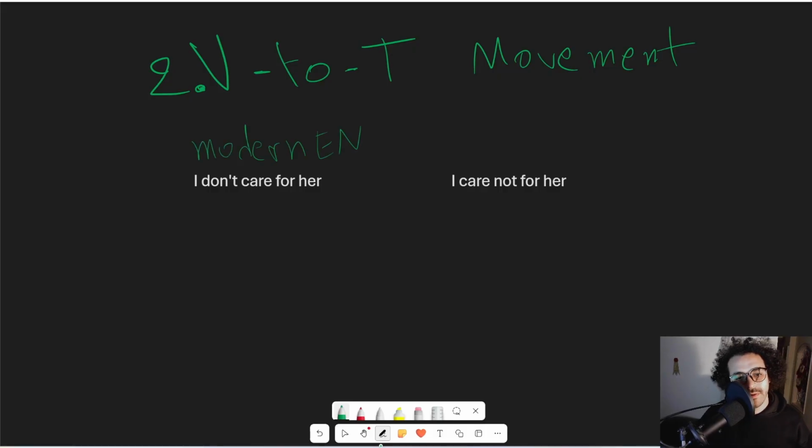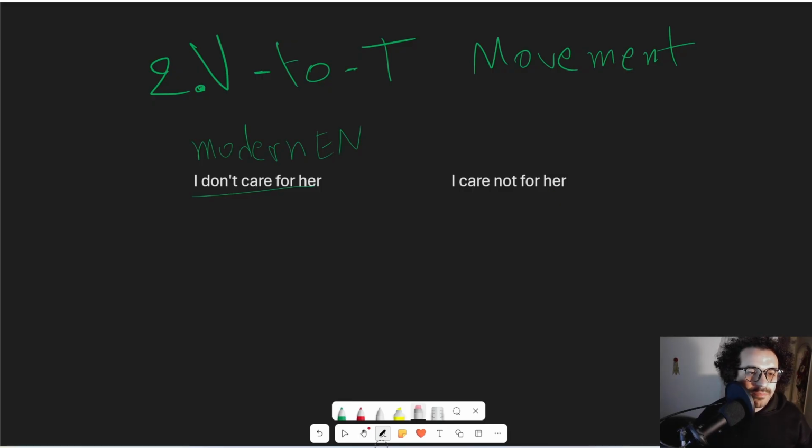This is not modern English. This is taken from one of Shakespeare's plays. So as you can see, the English structure is a little bit different. But why does this sentence look like this while this one looks like this? If we read the first one, I don't care for her. That's what we say in modern English, while Shakespeare, if he wanted to express the same idea, would say something like, I care not for her.